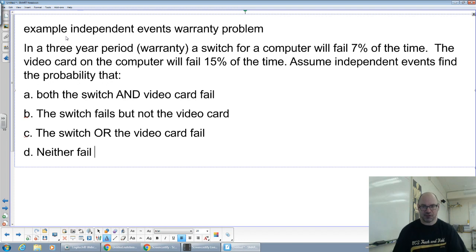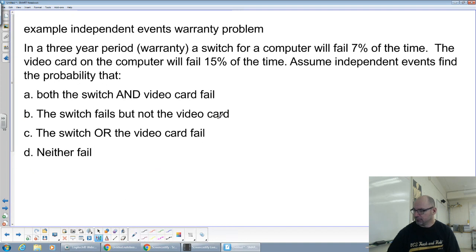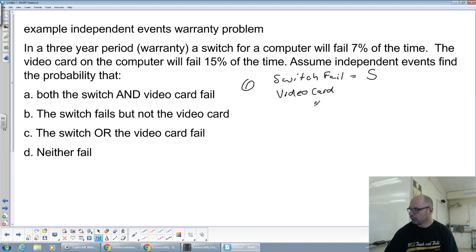Okay, so the first thing we should do is write our probabilities out. In step one, define your variables. So switch fail, let's say that's an S. Video card fail, let's say that's a V. Okay, so then what we'll want to do is write out the probabilities and their complements. So number two, write out the probabilities and their complements.